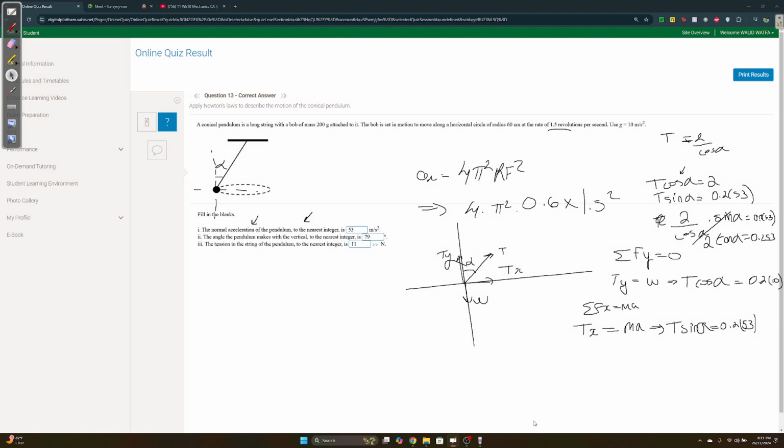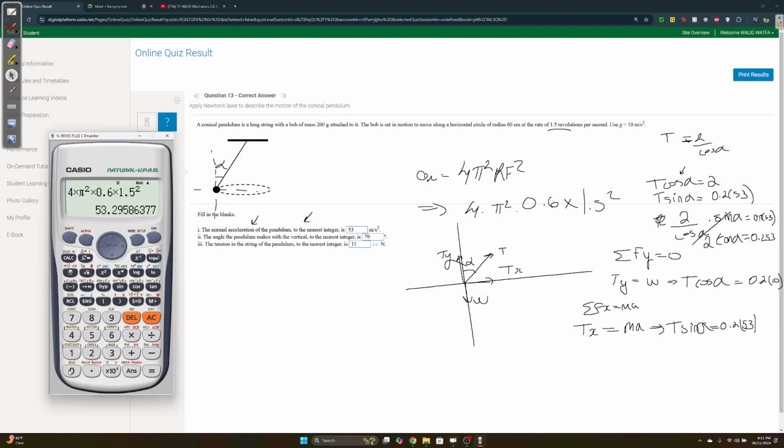But let's solve for alpha. You do 0.2 times 53 divided by 2. So 0.2 times 53 divided by 2, because I divided by the 2 on the other side. And then you do shift tan of this. You get 79 degrees. Okay.